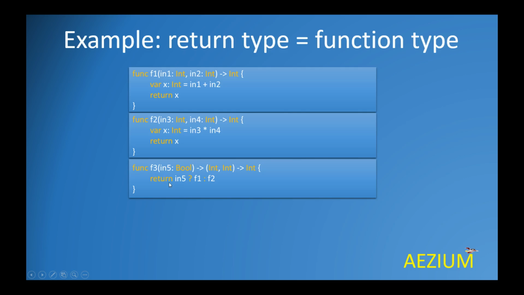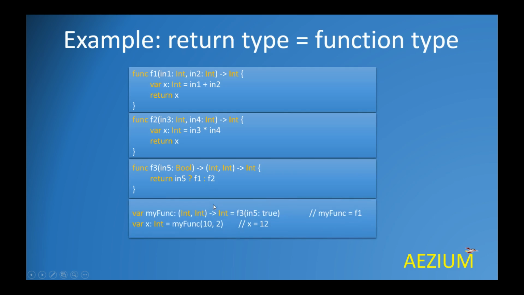Within the body of f3, we don't do much. We only decide whether we should return f1 or f2 based on the value of in5. So if in5 is true, we return f1, otherwise we return f2. Notice again here that we're not specifying any input parameters for f1 and f2. So this function can return either of f1 or f2.